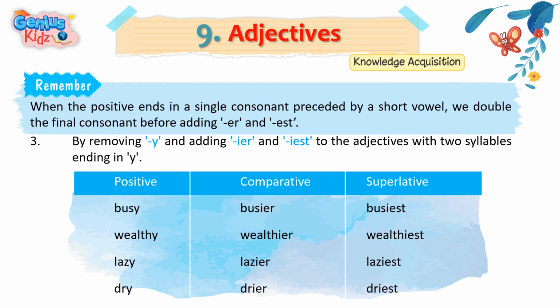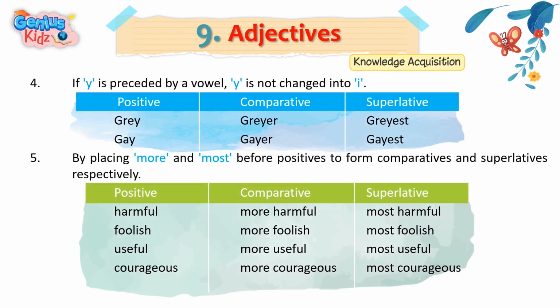3. By removing y and adding "ier" and "iest" to the adjectives with two syllables ending in y. Positive, comparative, superlative: busy, busier, busiest; wealthy, wealthier, wealthiest; lazy, lazier, laziest; dry, drier, driest. 4. If y is preceded by a vowel, y is not changed into i. Positive, comparative, superlative: grey, greyer, greyest; gay, gayer, gayest.